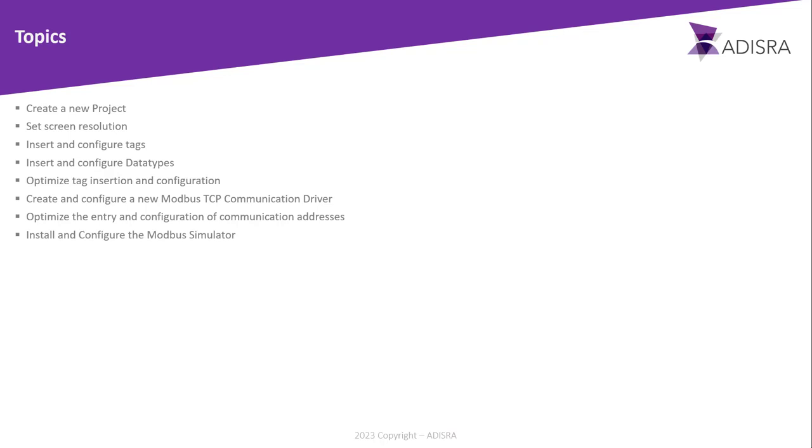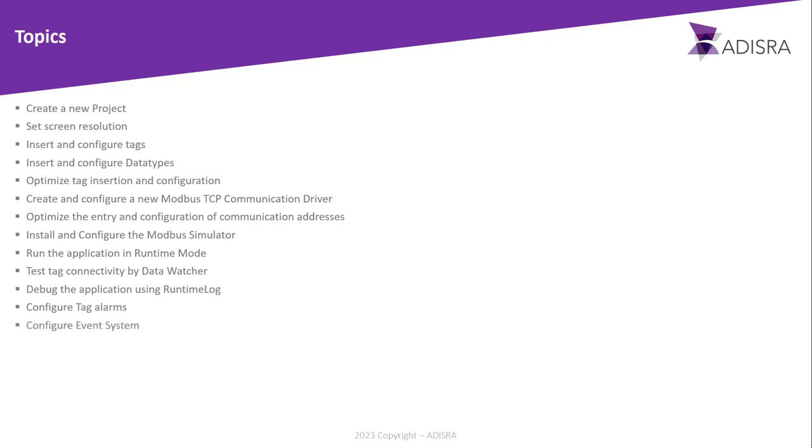Install and configure the Modbus simulator. Run the application in runtime mode. Test tag connectivity by Data Watcher. Debug the application using RuntimeLog. Configure tag alarms. Configure event system. Configure alarm history. Configure database.